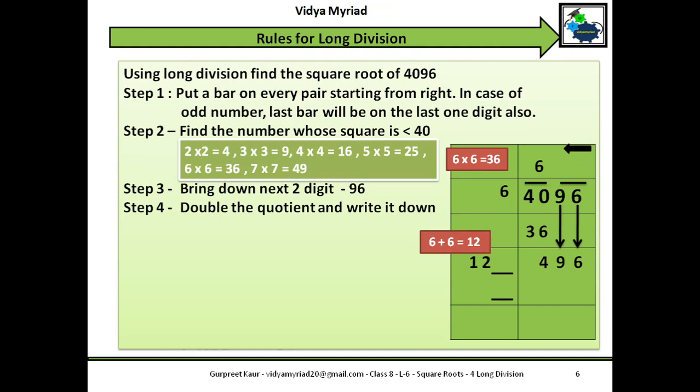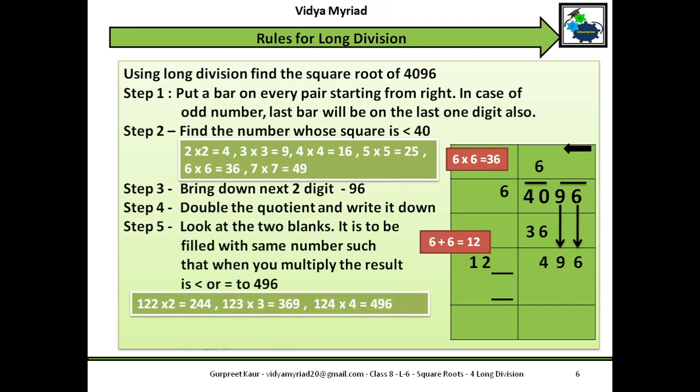So I will write 12 first, and I will try to find out the multiple in such a manner that I should get either 496 or a number less than that. So let us try to find out. So let me first try with 2. 122 multiplied by 2 gives you 244. 123 multiplied by 3 gives you 369. And 124 multiplied by 4 gives you 496. Which means at the blank space and the quotient place, I will write 4 as my answer and you get remainder as 0. That means square root of 4096 is 64.